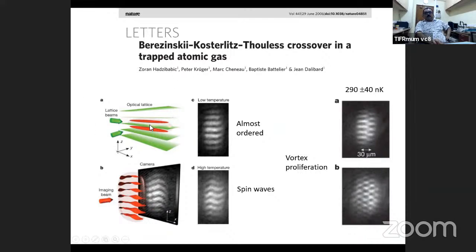So this is an optical photograph of this condensate, and you start seeing a pattern like this, and this is the signature of suddenly large number of vortices proliferating there. So this is a direct visualization, if you want, of Kosterlitz-Thouless transition.